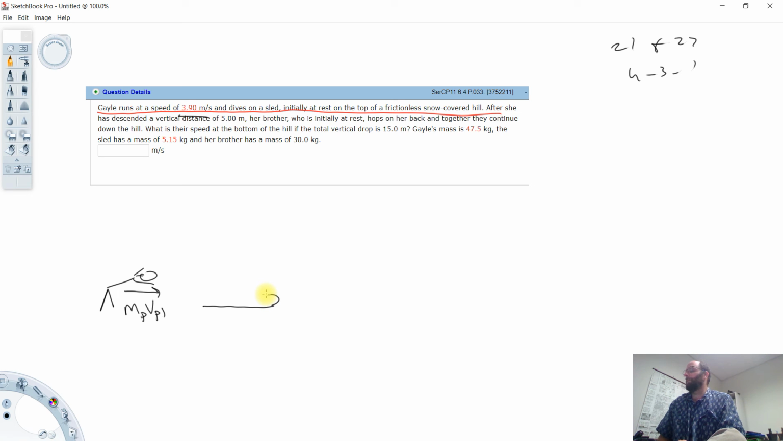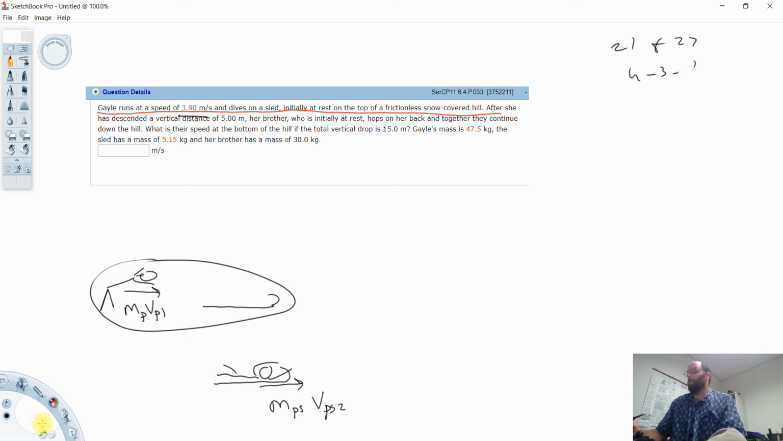Sorry about my super crummy picture, but after the person jumps on the sled, no doubt, the whole thing is moving now. So now we've got mass, let's put PS here for person and sled, velocity person and sled, picture two. Really crummy pictures there, I'm sorry. Anyway, now you can equate the total momentum in this picture to the total momentum in this picture. You end up with a pretty darn simple equation.